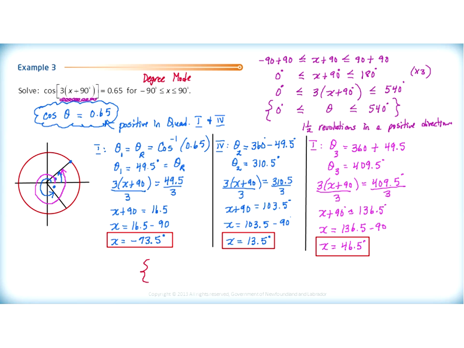So we can list our answers as negative 73.5 degrees, 13.5 degrees, and 46.5 degrees. Notice that all of these values for x satisfy the original domain, where the values of x have to be greater than or equal to negative 90 degrees, but less than or equal to a positive 90 degrees.